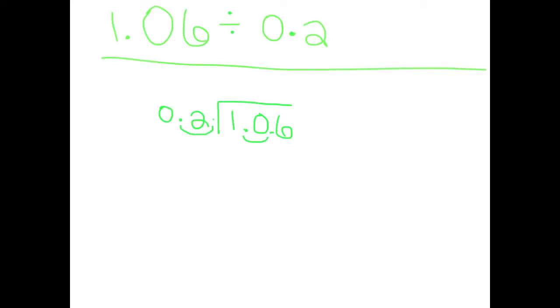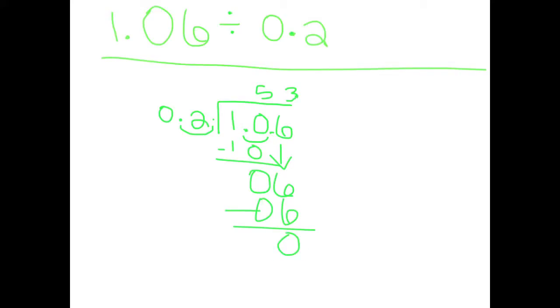Then we can divide. So 2 goes into 10 5 times, which is pretty easy, and that equals 10. 10 minus 10 is 0. And since 2 can't go into 0, we bring the 6 down, and 2 goes into 6 3 times. And 3 times 2 is 6, and we subtract, and that's how we know that 5.3 is our answer. We just need to make sure to move this decimal up to here.